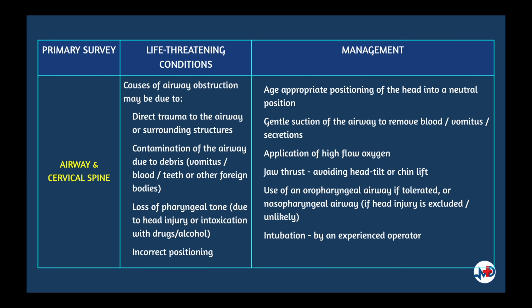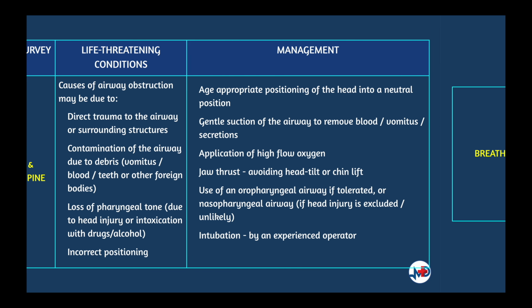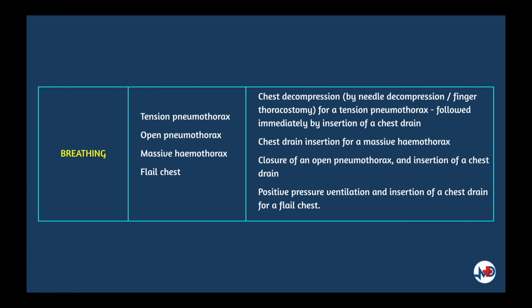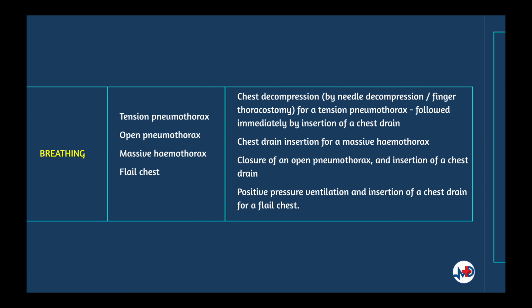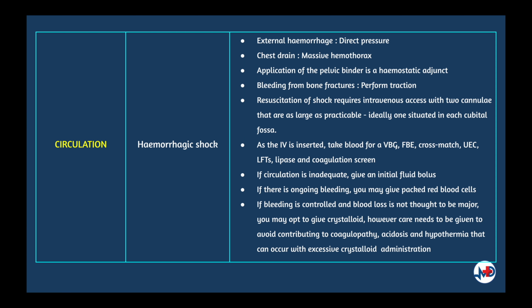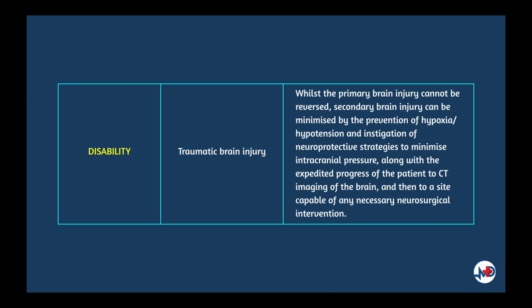This is a quick knowledge tip on the summarized points for airway and cervical spine survey, followed by the breathing component, circulation component, and the disability component for the primary survey.